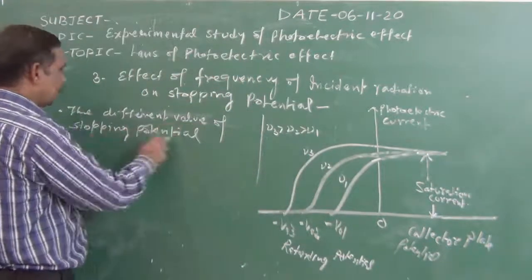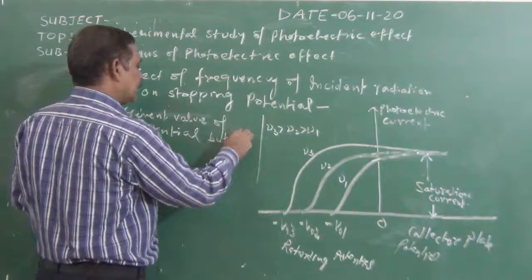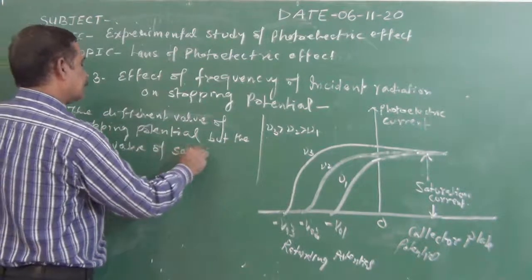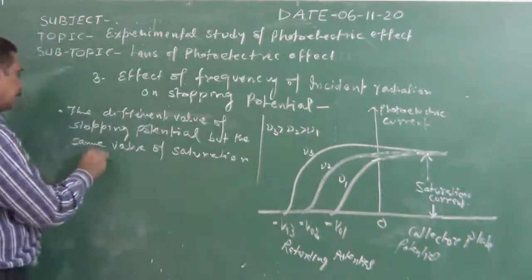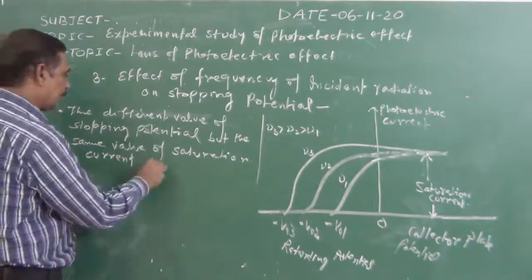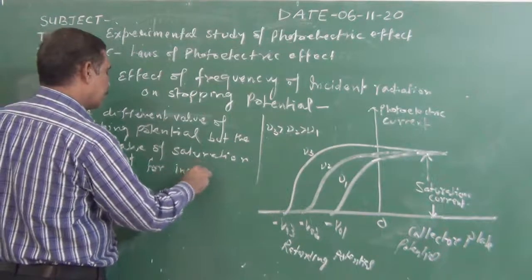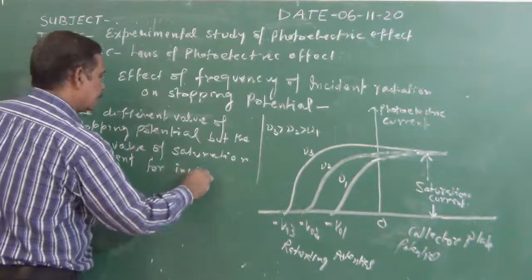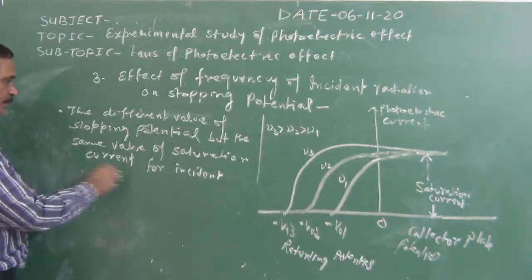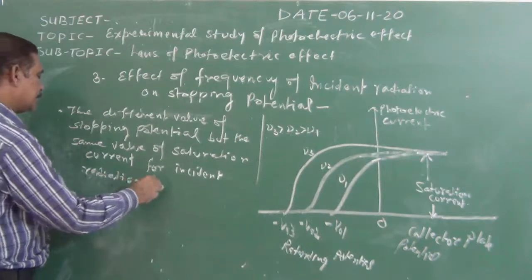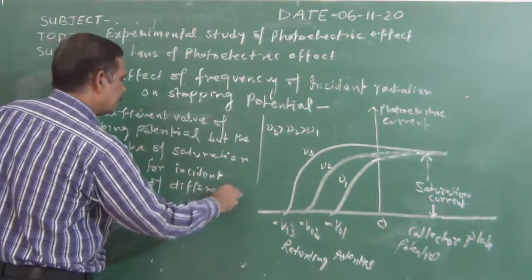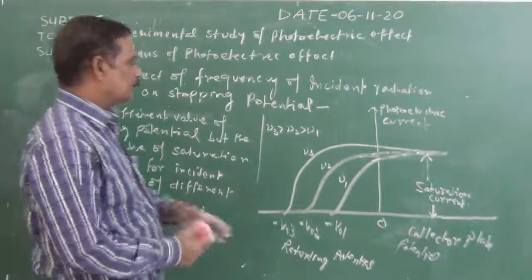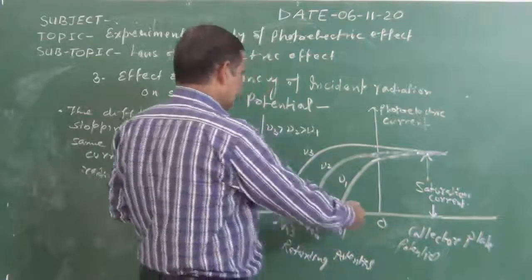So the different value of stopping potential, but the same value of saturation current for incident radiation of different frequencies nu1, nu2 and nu3.